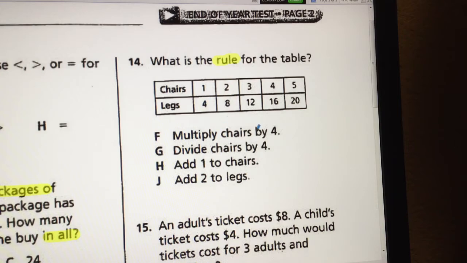Are you going to multiply chairs by 4? Are you going to divide the chairs by 4? Are you going to add 1 to the chairs? Are you going to add 2 to legs?